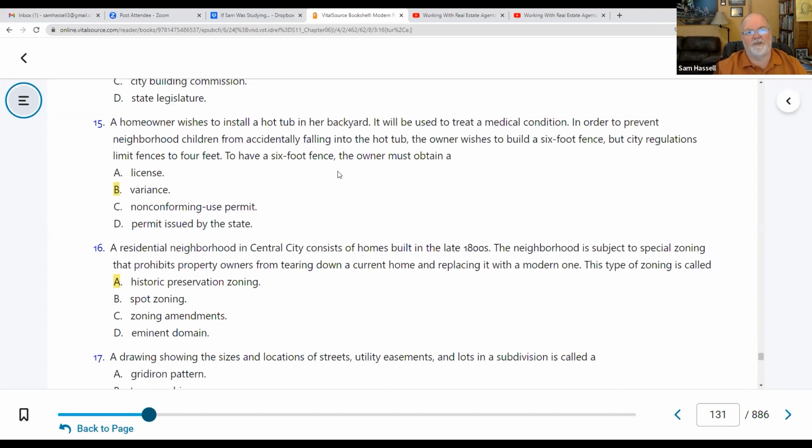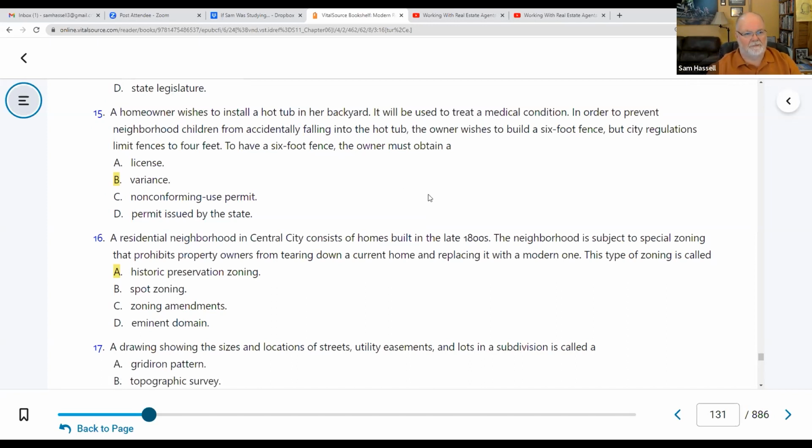Number 15, a homeowner wishes to install a hot tub in her backyard. It'll be used to treat a medical condition. In order to prevent neighborhood children from accidentally falling into the hot tub, the owner wishes to build a 6-foot fence, but city regulations limit fences to 4 feet. To have a 6-foot fence, the owner must obtain a variance. That's where you get your variance, right? You need it for a medical condition. You need to get this 6-foot fence up. The city only allows 4 feet. You can go and get a variance to put up a 6-footer because you have a legitimate reason, all right? You have a hardship.